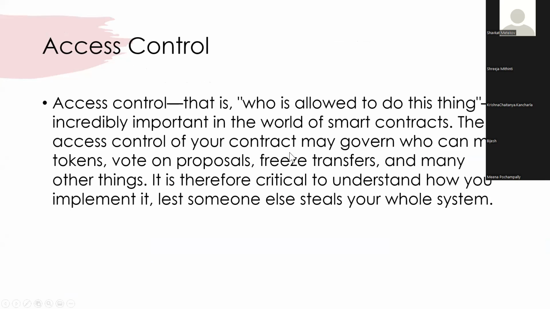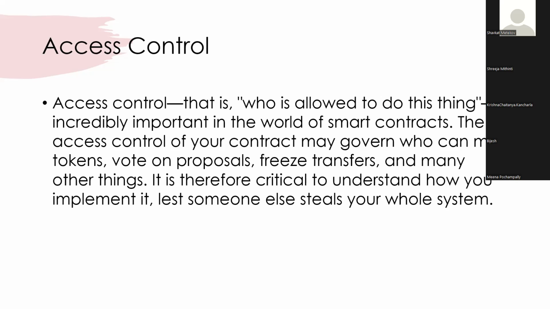The next feature that contracts in the OpenZeppelin library allow is access control. Another feature of it is essentially who is allowed to do something, right? It's very important in the world of smart contracts, essentially giving authority to someone to create, delete, modify, update, or retrieve a certain piece of information concerning a contract or a token or anything like that.